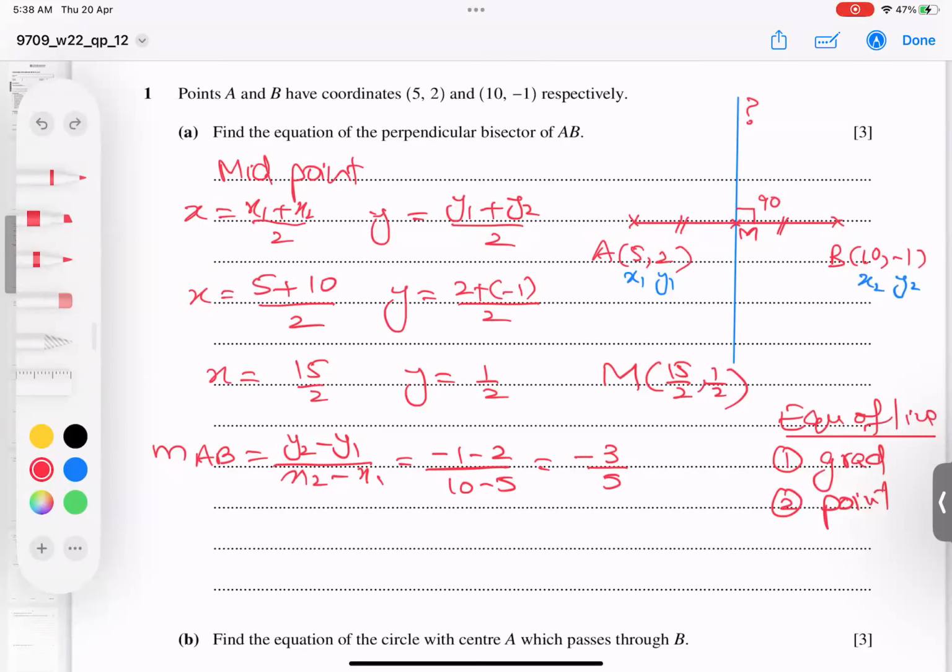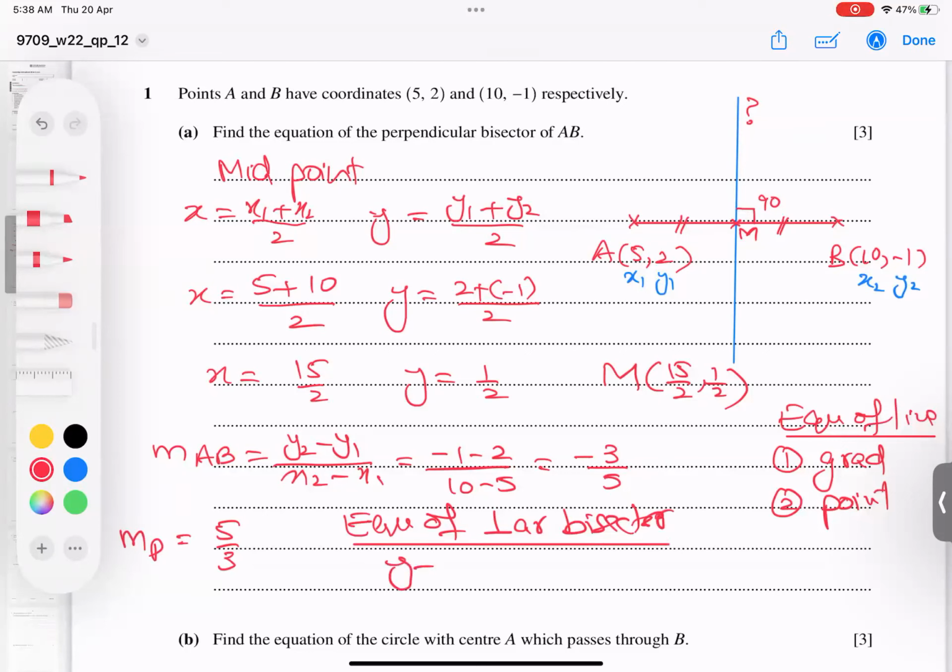So what is the gradient of the blue line? The negative reciprocal. So we flip it and the sign changes. The gradient of the perpendicular, the blue line, is: this 5 will go up, 3 will go down, and this minus becomes positive. So 5 over 3. Now I can find the equation of the perpendicular bisector.